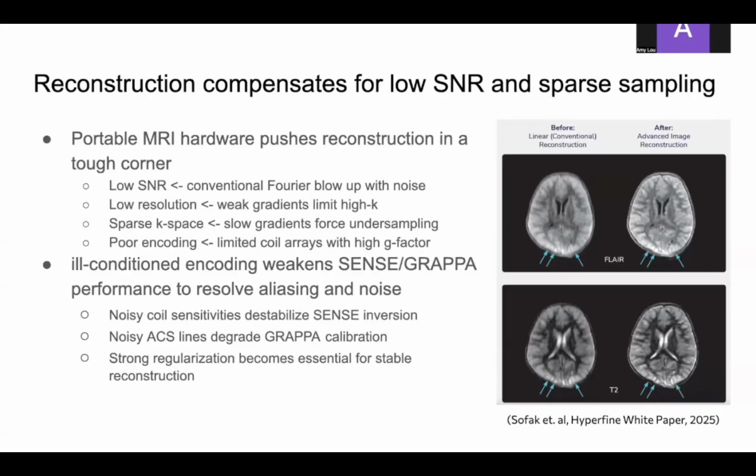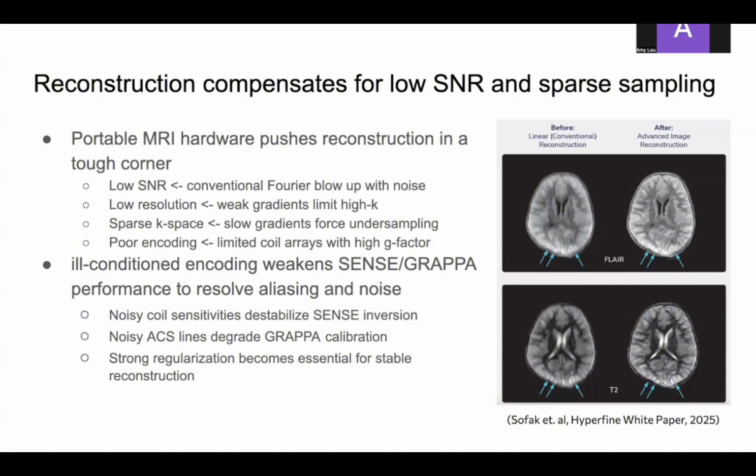priors. Now that we've covered the physics constraints, we want to focus on what they mean for reconstruction. Low SNR, weak gradients, and inherently sparse K-space all combine to create a poorly conditioned encoding problem. In other words, the data we feed into reconstruction is noisy and incomplete, and the coil encoding is limited. When the encoding becomes ill-conditioned, SENSE becomes unstable because noisy coil sensitivities break the inversion step. GRAPPA becomes unreliable because noisy ACS lines corrupt calibration. And overall, we need much stronger regularization to get a stable image.